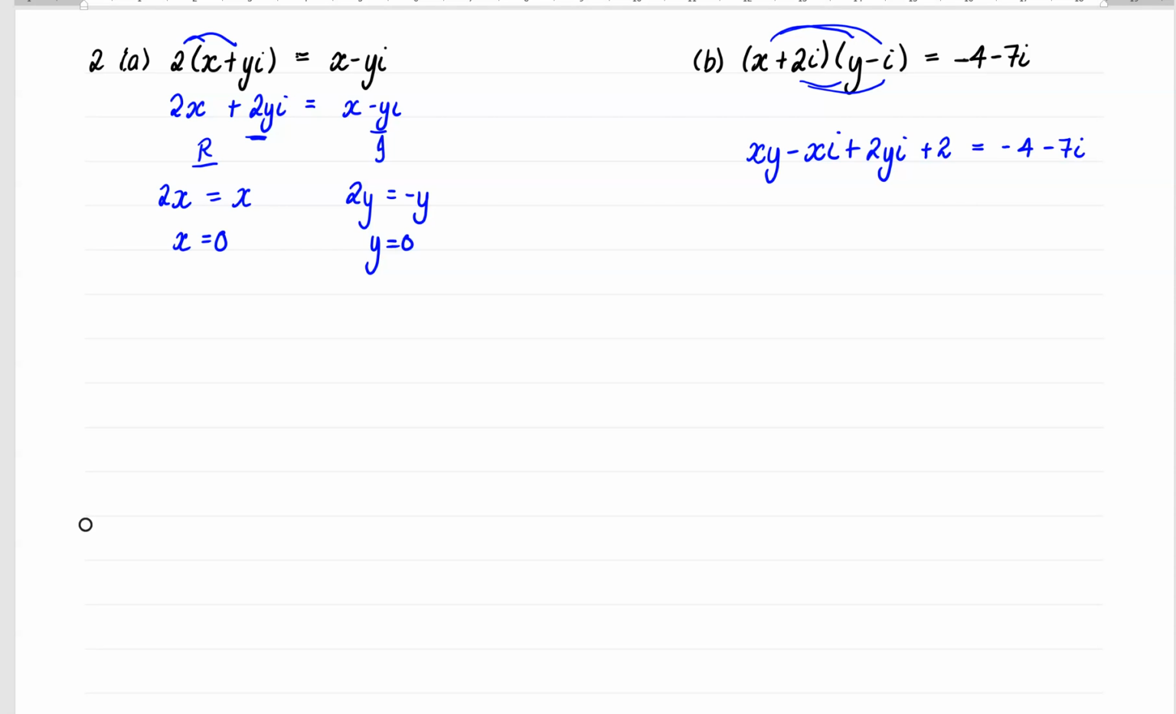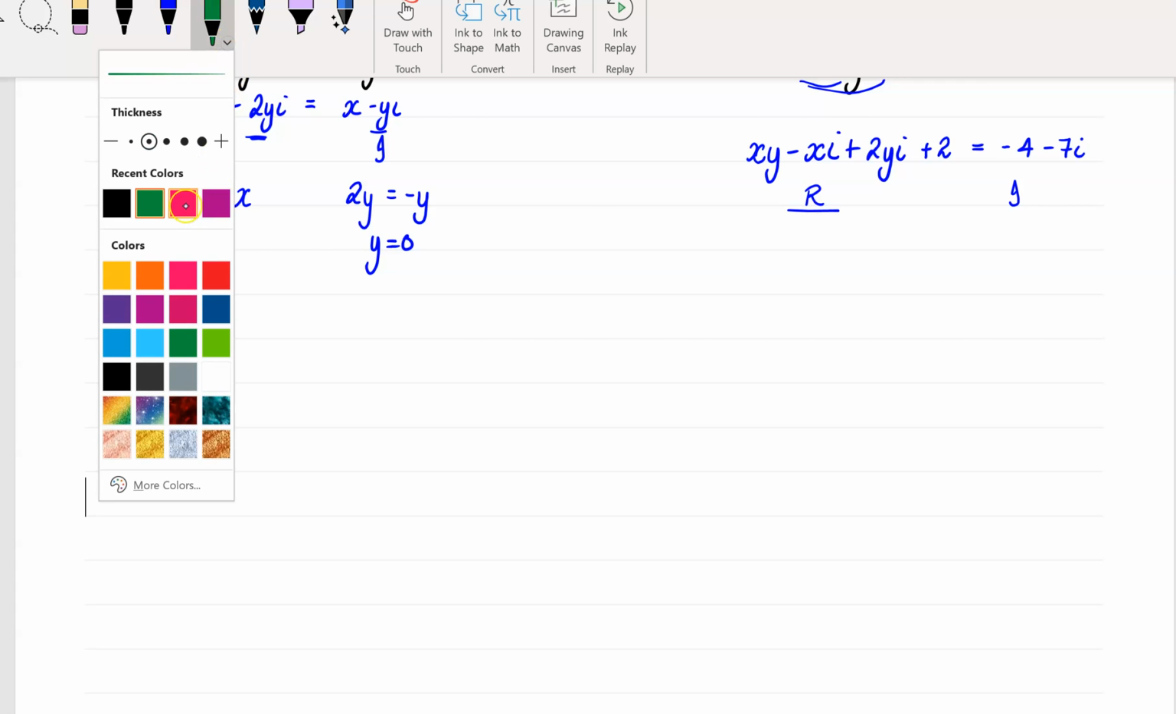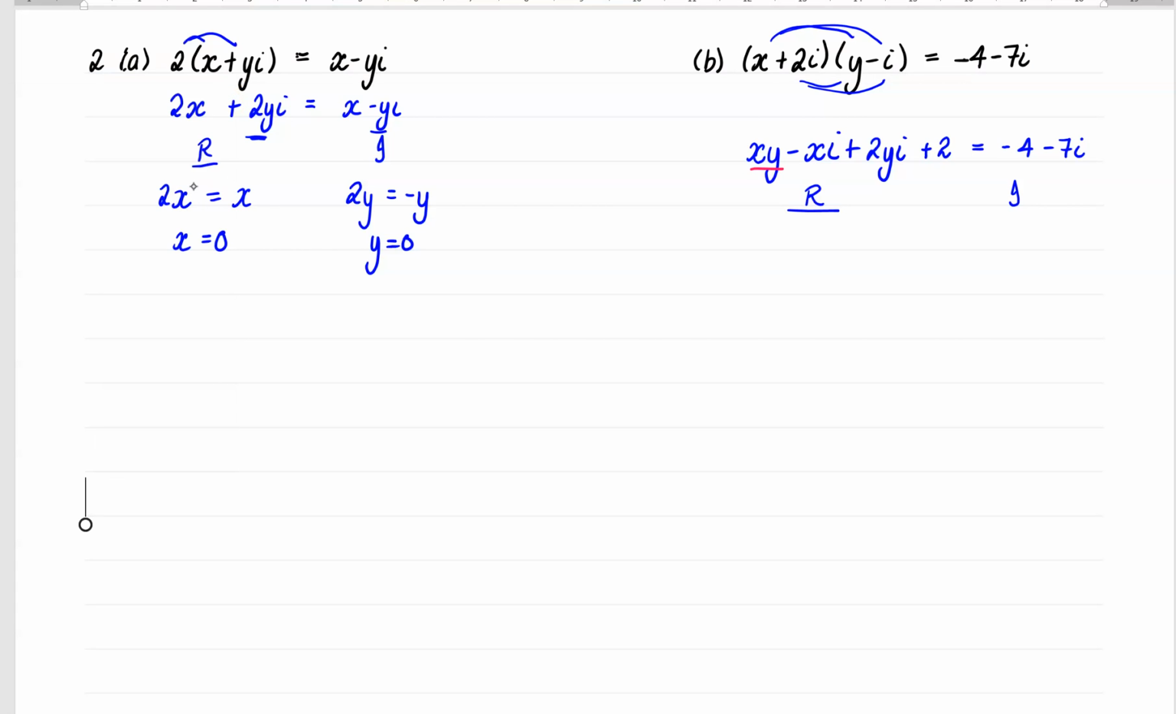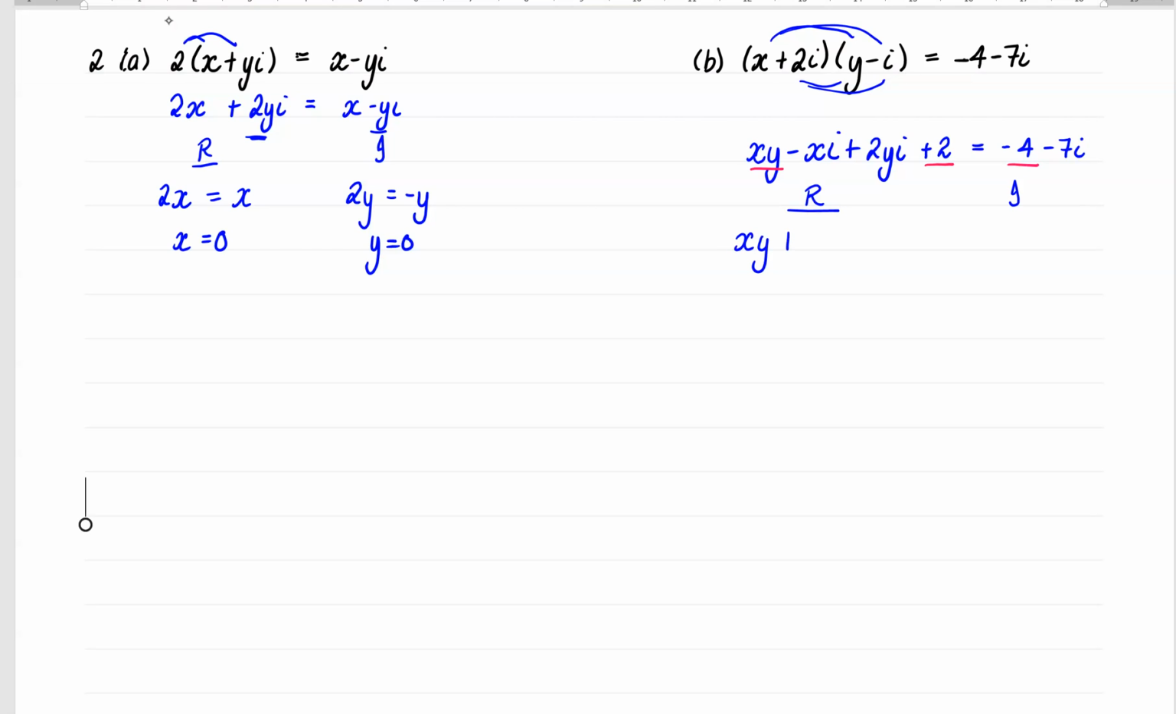Okay, here comes the equating bit. So the real, the imaginary on the left-hand side, right? I think you can see what all of your real and imaginary parts are, right? So your real is here and here, and there we go there. So we have xy plus 2 equals minus 4.